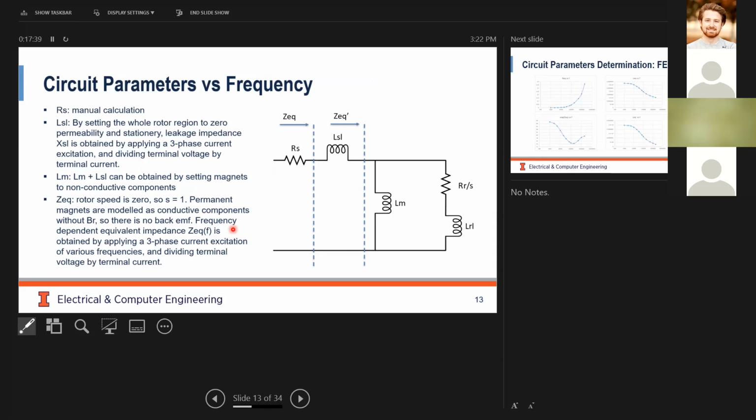All right, so first I would like to talk about the circuit parameters and the frequency. I mentioned that the circuit parameters of this motor will be frequency dependent due to the skin effects. So how do we determine, calculate, or obtain the exact value of that?